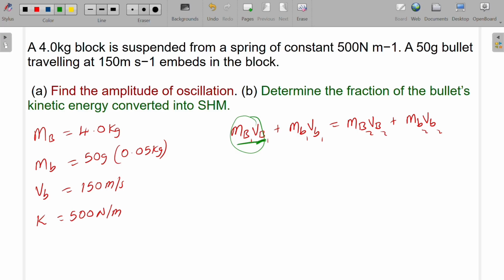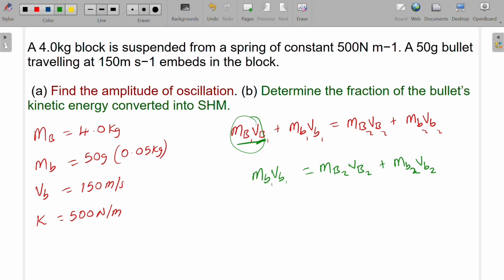So it means in the next step, we'll have just our MbVb, this is 1, is equal to, on the other side, we'll have everything we have there, which is MB2 and also VB2. That will be added to Mb2 multiplied by Vb2.